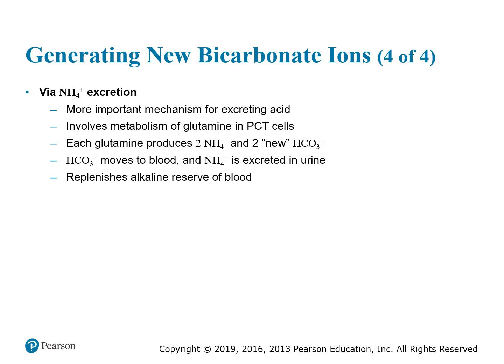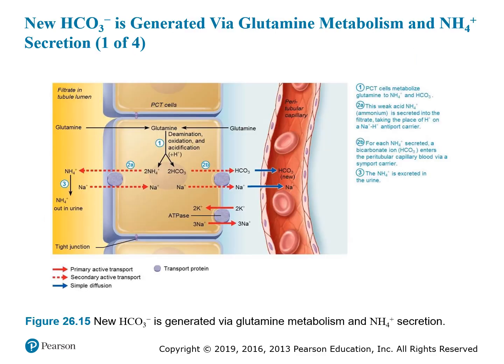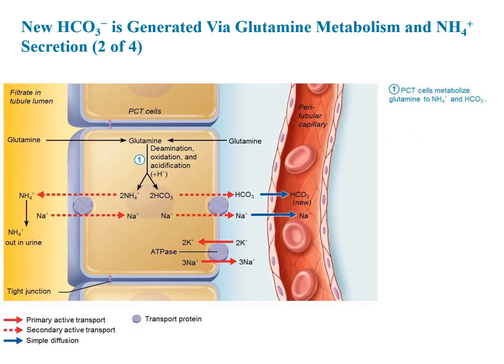Now let's see how this happens. Let's go over this photograph step by step. So in step 1, there is glutamine, right? Glutamine is an amino acid. It undergoes metabolism, which is deamination, oxidation, acidification. And the result is two molecules of NH4 and two molecules of HCO3.